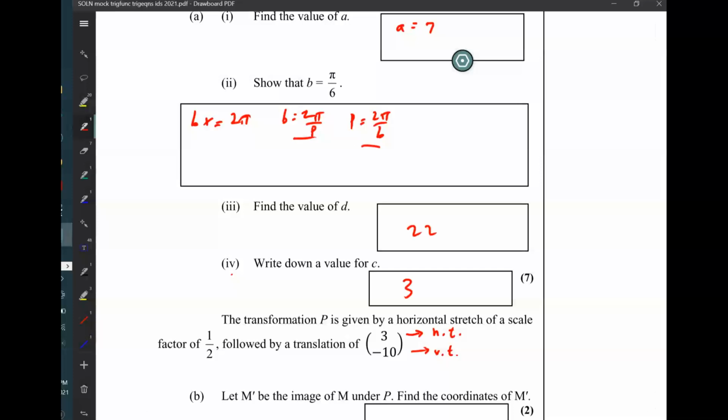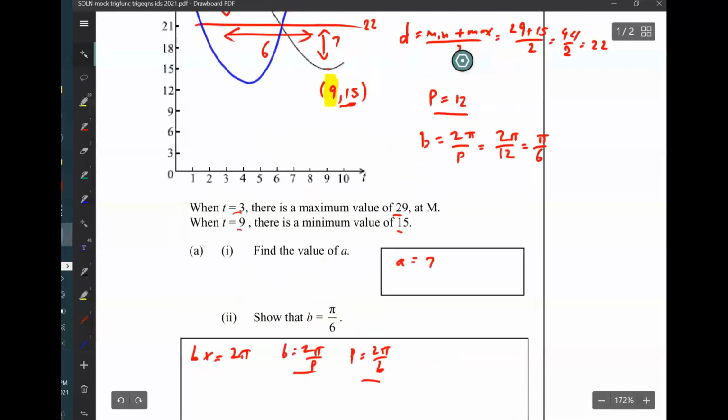Okay, so in this case, they want us to do 2 transformations. The first transformation is a horizontal stretch of a scale factor of 1/2. That's a little bit tricky because a horizontal stretch by 1/2 is actually a compression, right? It's going to be half the size that it was before. So what we're going to do is we're going to take the entire function we have here at the top, and we're going to horizontally shrink it, and then we're going to translate it by 3, -10. Make sure you do it in that order.